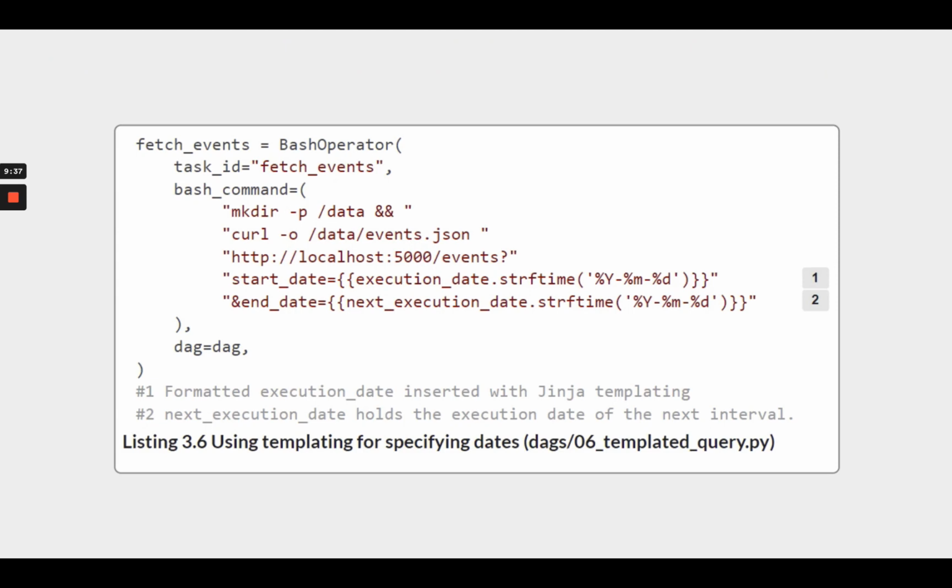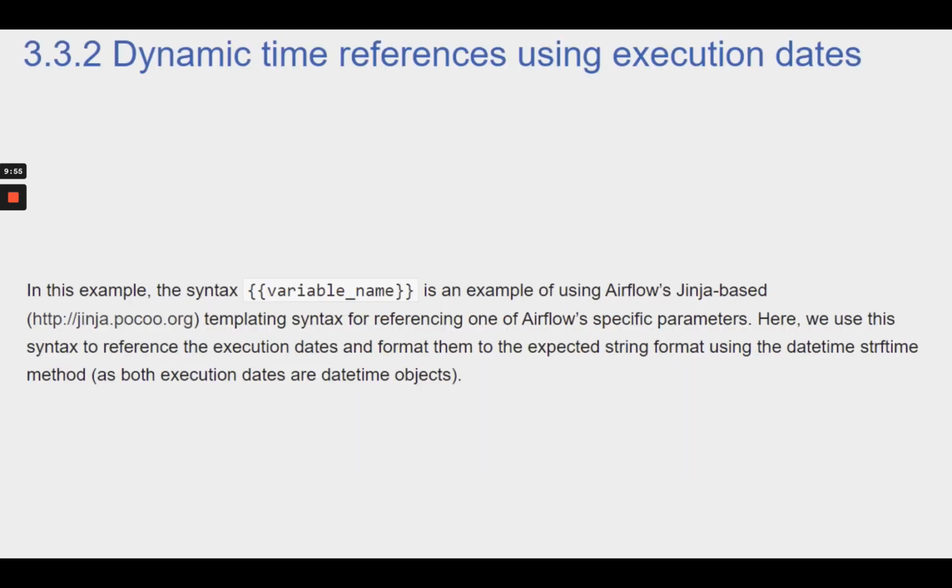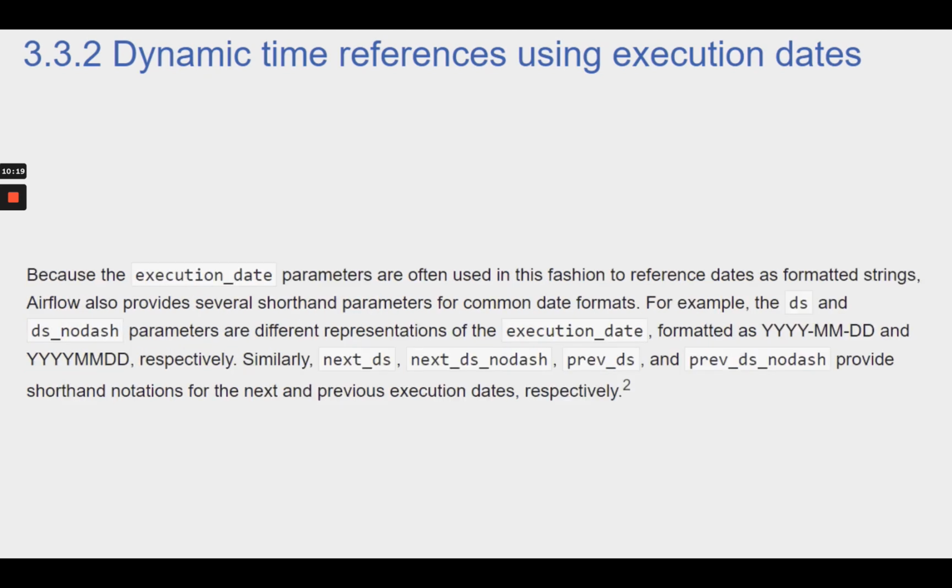In Airflow, we can use these execution dates by referencing them in our operators. For example, in the bash operator, we can use Airflow's templating functionality to include the execution dates dynamically in our bash command. Templating is covered in detail in Chapter 4. In this example, the syntax {{ variable_name }} is an example of using Airflow's Jinja-based templating syntax for referencing one of Airflow's specific parameters. Here, we use this syntax to reference the execution dates and format them to the expected string format using the datetime strftime method, as both execution dates are datetime objects.